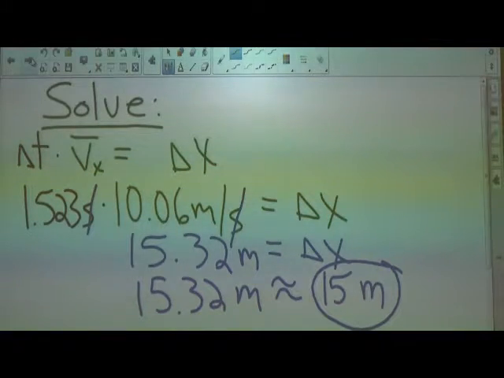Then you have to say to yourself, how many significant figures did I start with? So the lowest number of significant figures that you started with was 2. So it has to be 1, 2, 15 meters. Alright, let's go to the next one.